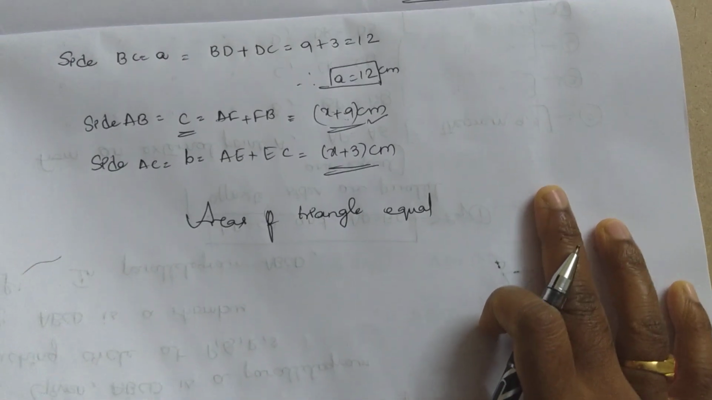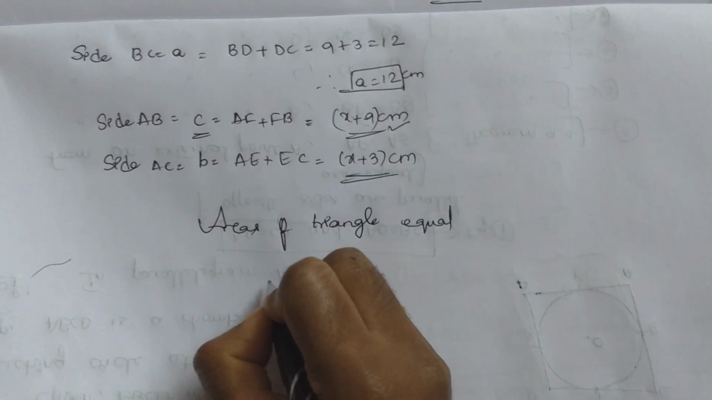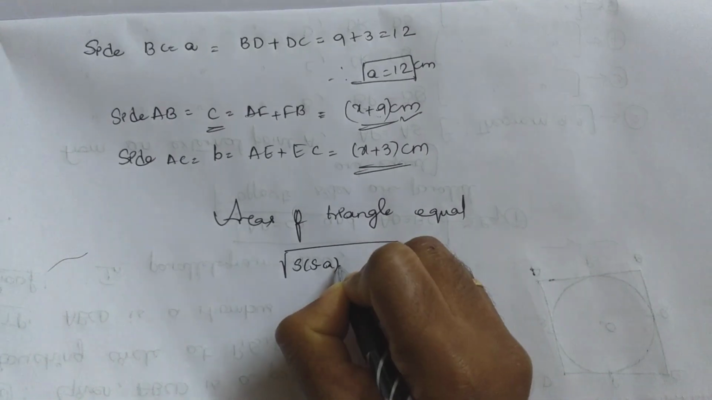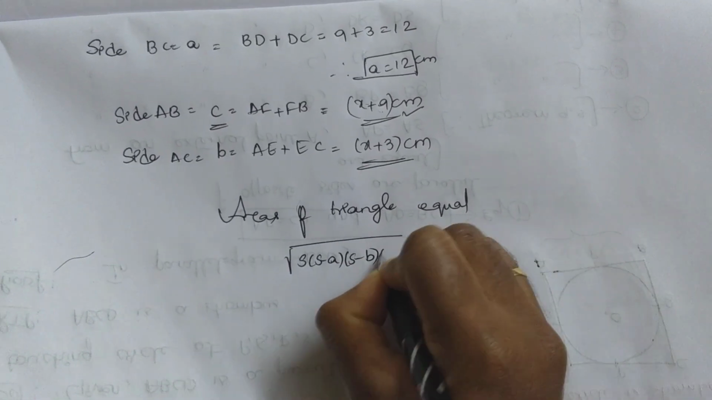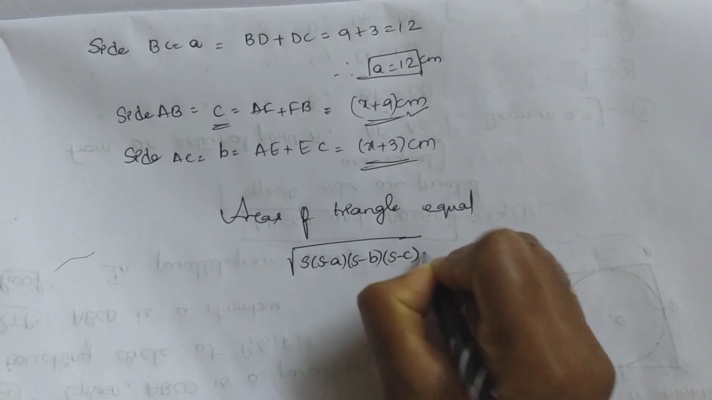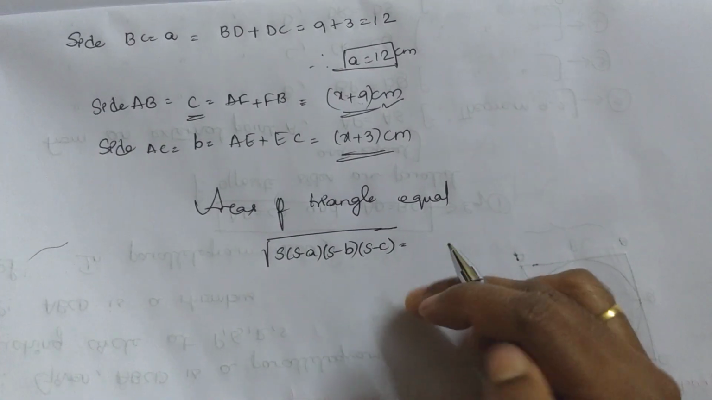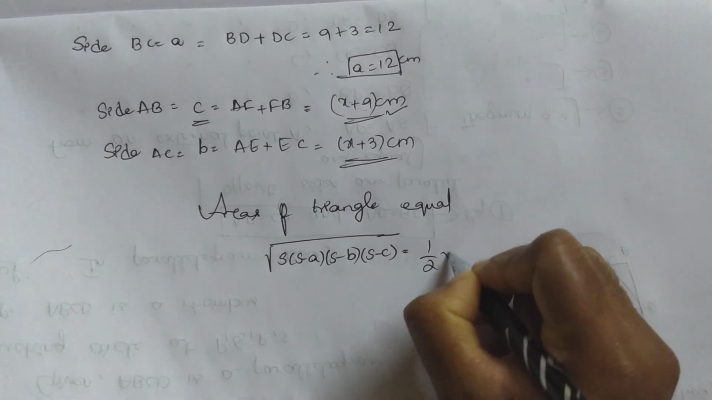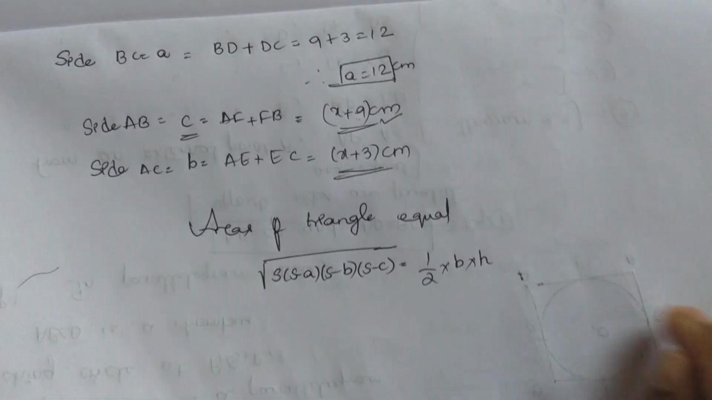So there exist two formulas for areas of triangles. One is square root of s into s minus a into s minus b into s minus c, which is Heron's formula. We remembered, right? We have derived the formula also. Please go through that in case you didn't see. And the other one is 1 by 2 into base into height.